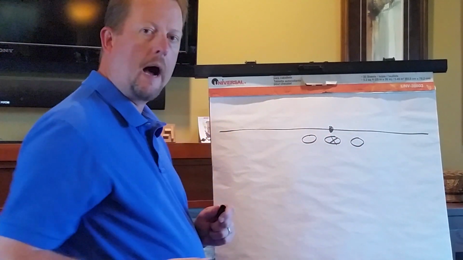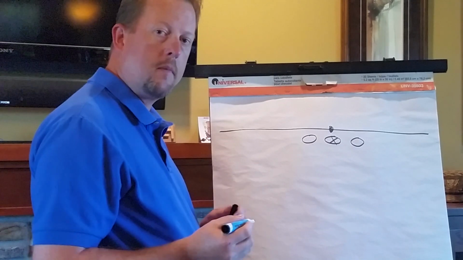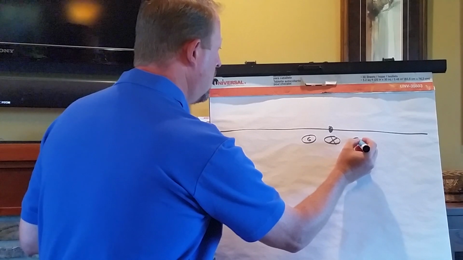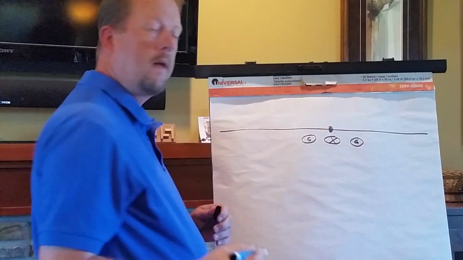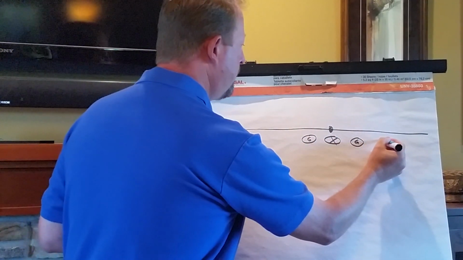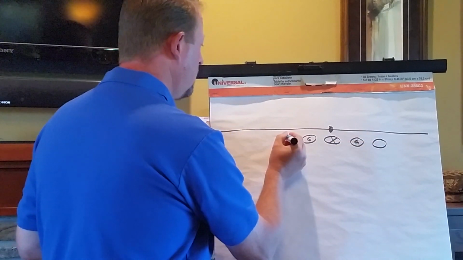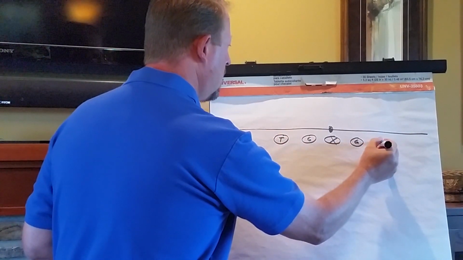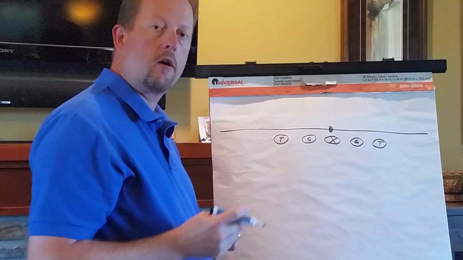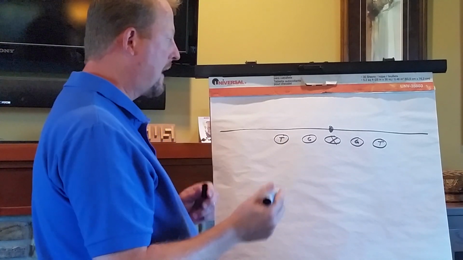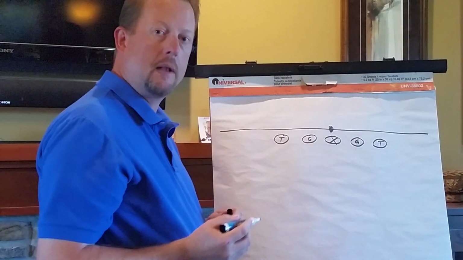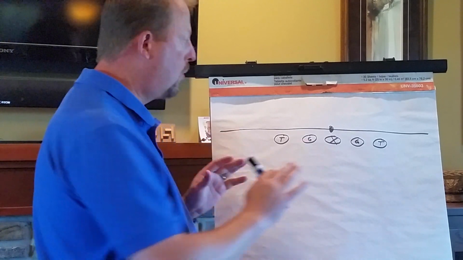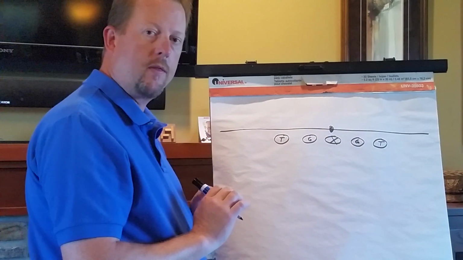There are two players on either side. They are called guards. On the outside of them are two players, and they are called tackles. These 5 players make up the offensive line, and they are almost always set up exactly like this.